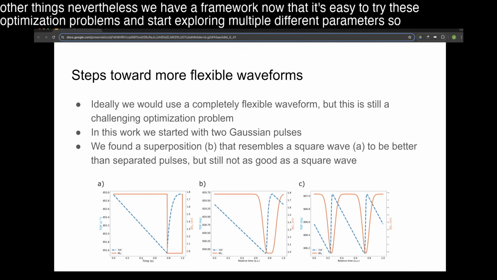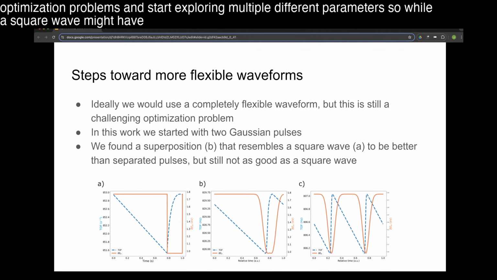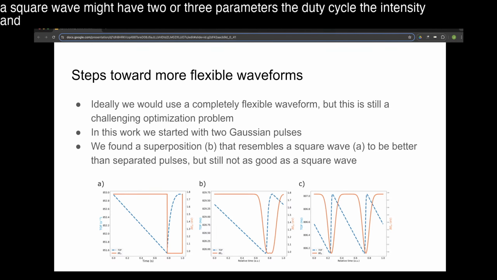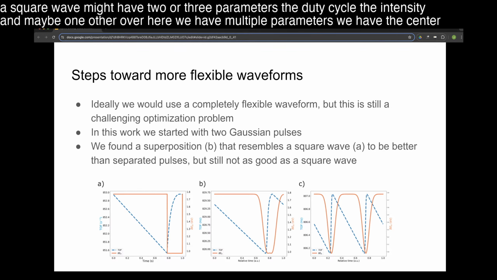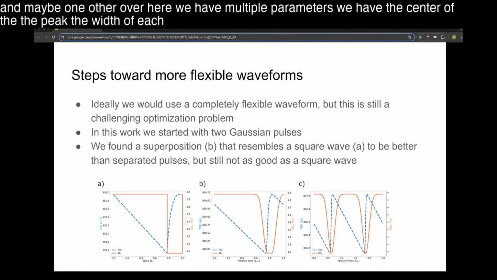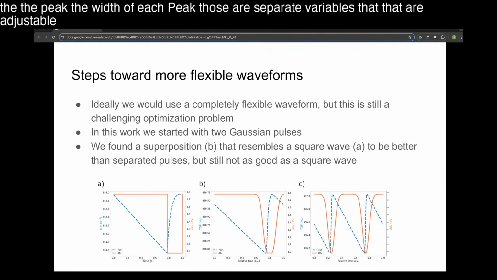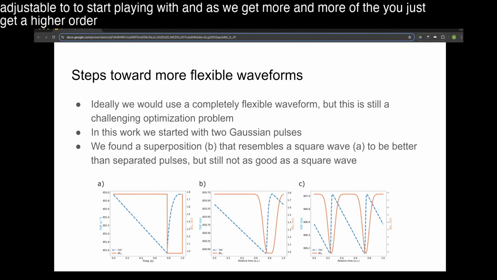So while a square wave might have 2 or 3 parameters, the duty cycle, the intensity, and maybe one other, over here we have multiple parameters. We have the center of the peak, the width of each peak. Those are separate variables that are adjustable to start playing with. And as we get more and more of these, you just get a higher number of parameters to be optimized.